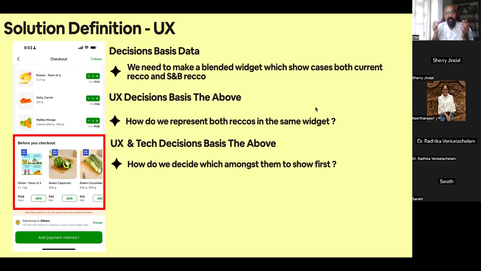Well, if we have to show both, what is the logic that governs this presentation? What comes first? What comes second? Is there a better way of representing? How do we solve for it?